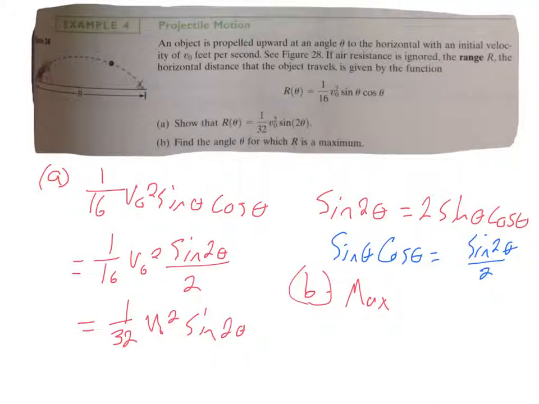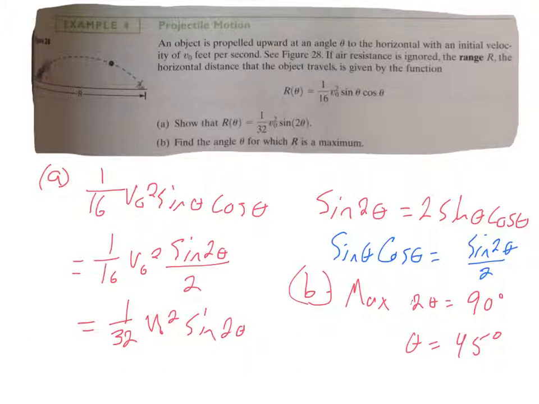So what's its maximum value? That occurs when 2 theta equals what? Where does it get to 1? There's only one place between 0 and 2 pi that does that. 90. So yeah, when 2 theta is equal to 90 degrees, because 2 theta is what we're taking sine of, right? So when that equals 90 degrees, we're going to have a max, meaning theta is going to be at 45 degrees when the range is at its max.